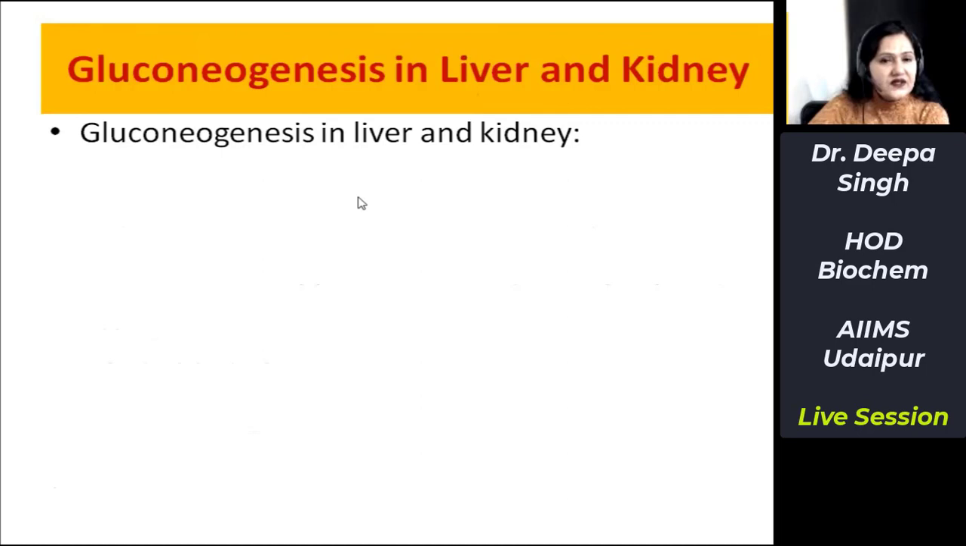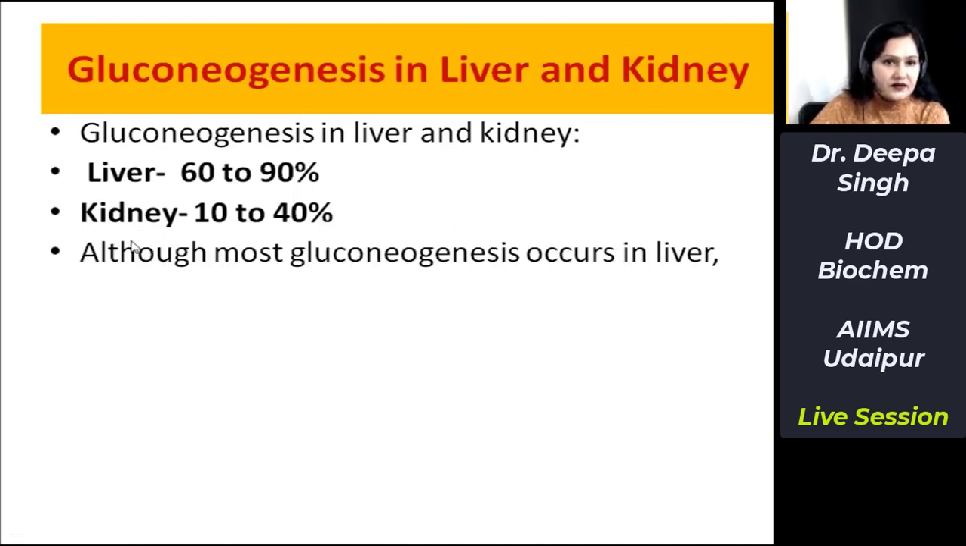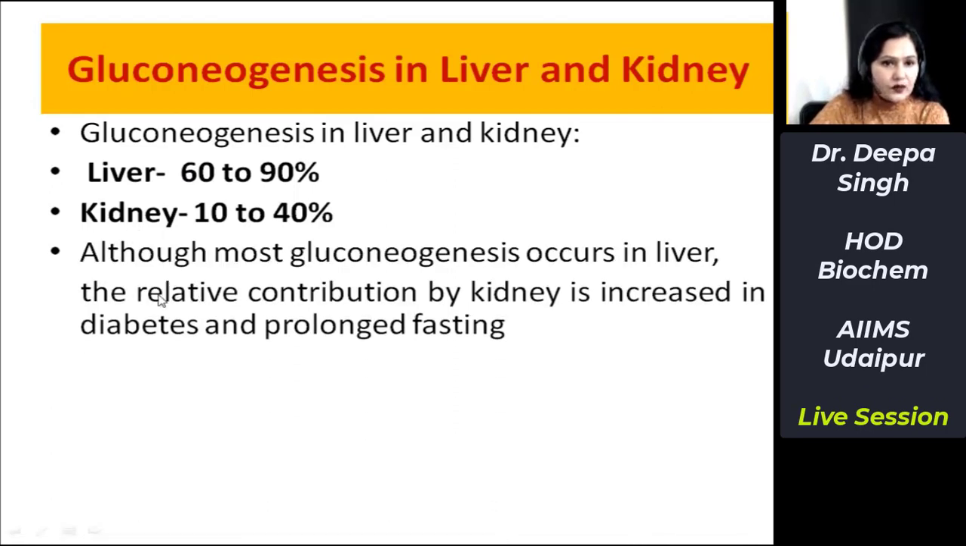Now, gluconeogenesis, as we know, takes place in two organs, that is liver and kidney. See, most of the gluconeogenesis takes place in liver. Liver accounts for 60 to 90% of gluconeogenesis, while kidney accounts for 10 to 40%. However, in diabetes and prolonged fasting, the relative contribution by kidney is increased. Most gluconeogenesis occurs in liver, but the relative contribution of kidney is increased in diabetes and prolonged fasting.